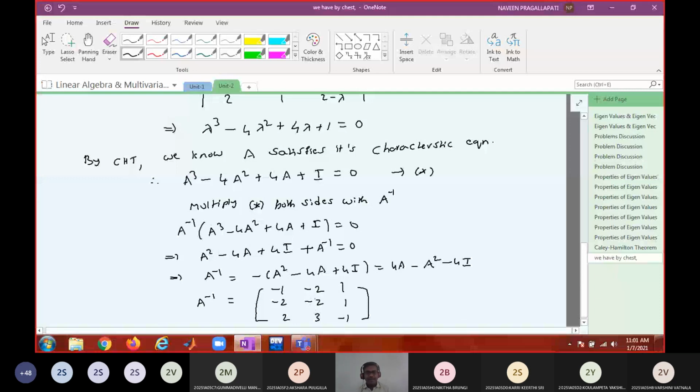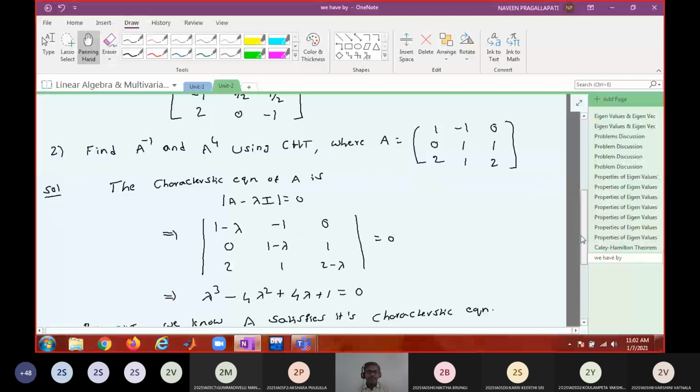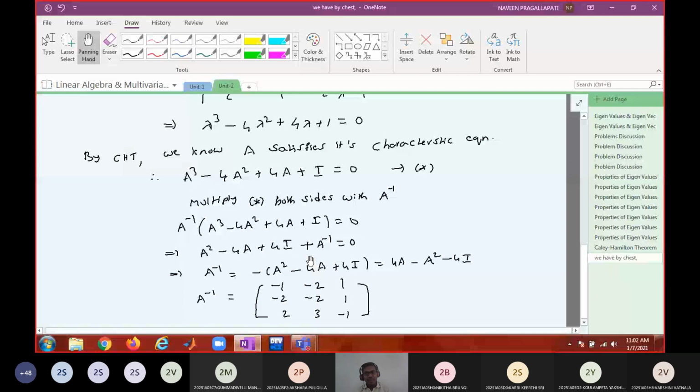What is the next part? We are asked to find A power 4 also. So how do you find A power 4? Not by multiplying A square into A square. You try to decrease the degree of A power 4 using Cayley-Hamilton theorem and then find it. So you got the expression for A cube, no? What is the expression for A cube?